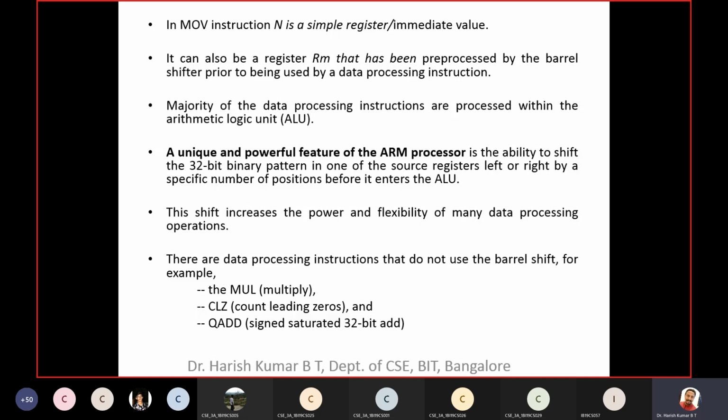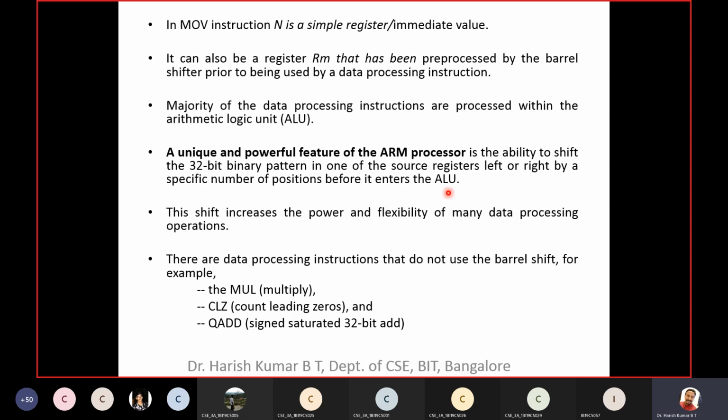In the move instruction, N is a simple register or an immediate value. That you already know. And now it can also be a register RM that has been pre-processed by the barrel shifter prior to being used by the data processing instruction. A unique and powerful feature of the ARM processor is its ability to shift the 32-bit binary pattern in one of the source registers left or right by a specified number of positions before it enters the ALU.